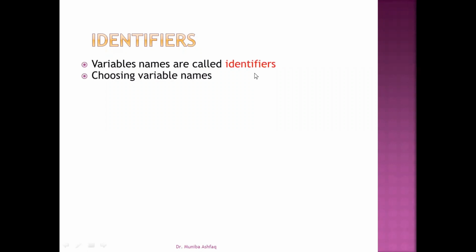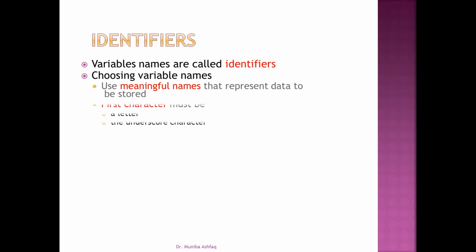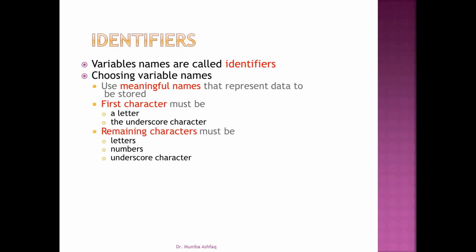Identifiers. Variable names are called identifiers. Now let's come towards what type of variable names we can choose. We have to choose such variable names that have some meaning. So we have to use meaningful names that represent the data to be stored. The first character must be a letter or the underscore character. Remaining characters can be letters, numbers, or underscore characters.